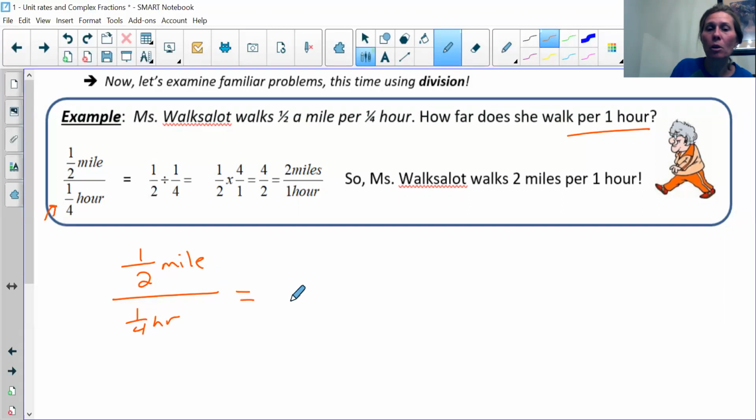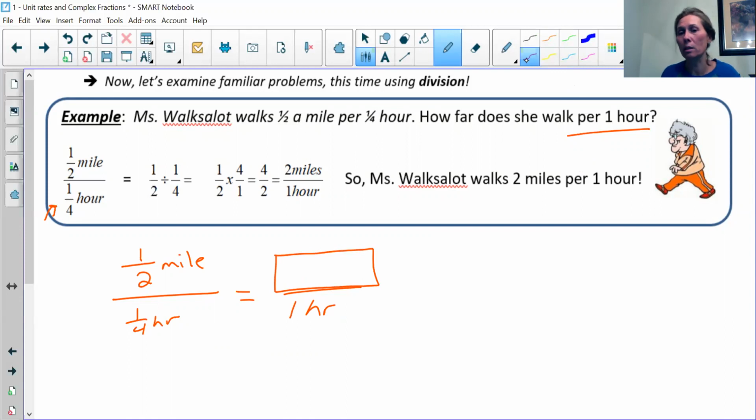So remember a long time ago, we set up a proportion and we set it up equal to something over 1 hour. Remember that? Well, what do I have to do to 1/4 to get 1? Because I'm going from 1/4 of an hour to 1 hour. So what am I going to do to 1/4 to get 1? I'm going to divide by 1/4 because 1/4 divided by 1/4 is 1. So I'm going to divide 1/2 by 1/4.